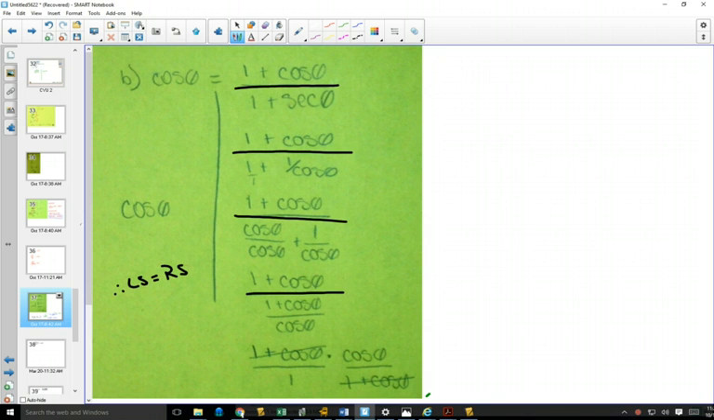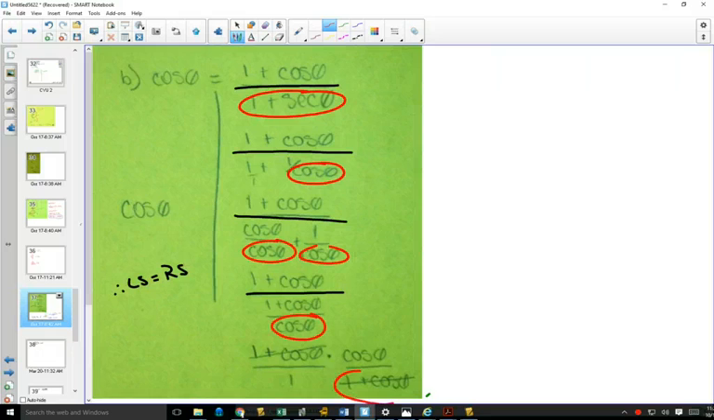For this one, our non-permissible values, when are we dividing? Okay, here we're dividing by 1 plus secant theta. Here we're dividing by cos, we're dividing by cos, we're dividing by cos, and then here we're dividing by 1 plus cos. So we need to look at all of those to figure out our non-permissible values. So we'll start with the easiest one.